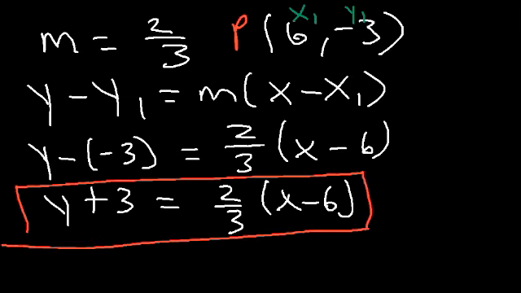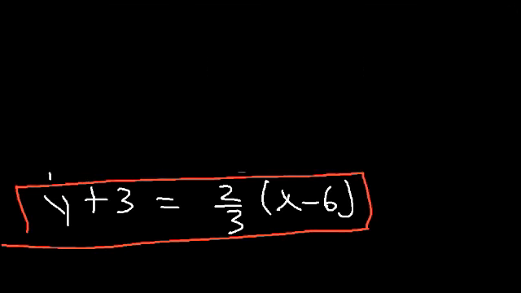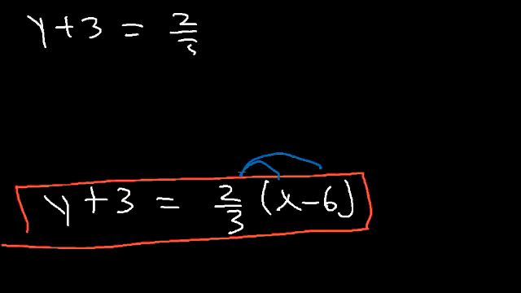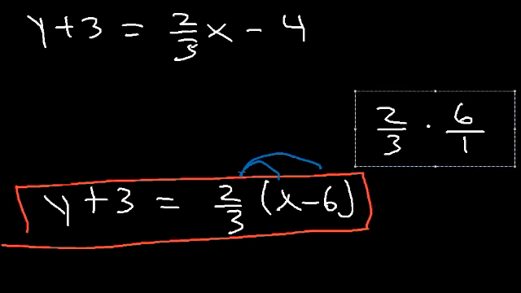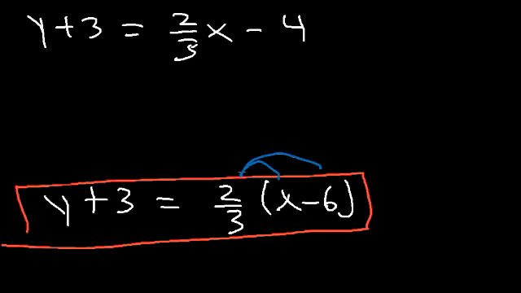But now let's convert it to slope-intercept form. Let's distribute 2 over 3 to x and negative 6. 2 over 3 times x is simply 2/3 x. Now what is 2 over 3 times 6, or 6 over 1? You can multiply then divide, or divide and then multiply. 2 times 6 is 12. 12 divided by 3 is 4. Or you could do 6 divided by 3, which is 2, and 2 times 2 is 4. It's easier to divide first than multiply because you're dealing with smaller numbers.